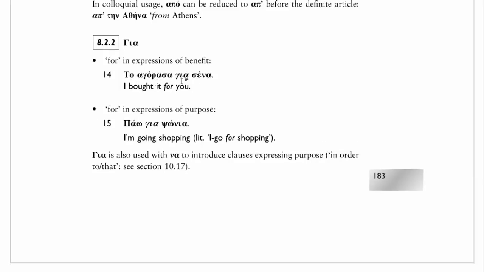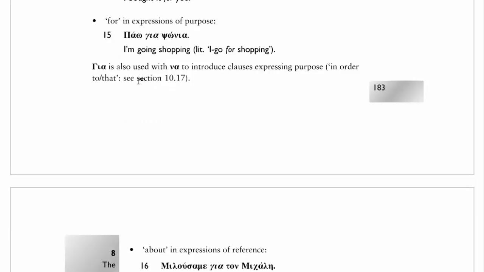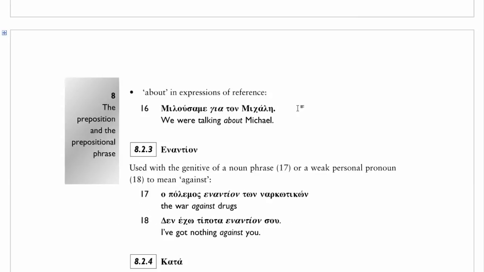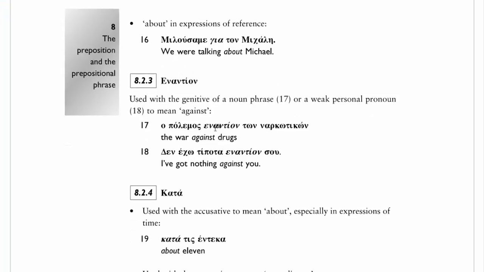Yeah, για, for in expressions of benefit. Το αγόρασα για σένα. I bought it for you. For in expressions of purpose. Πάω για ψώνια. I'm going shopping. I go for shopping. Για is also used with να to introduce clauses expressing purpose, in order to or that. About in expressions of reference. Μιλούσαμε για τον Μιχάλη. We were talking about Michael.